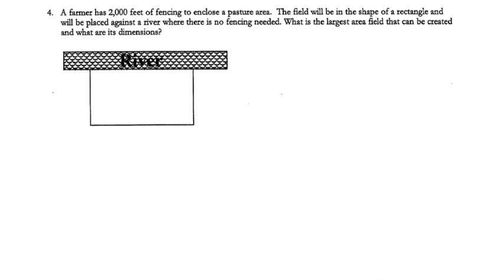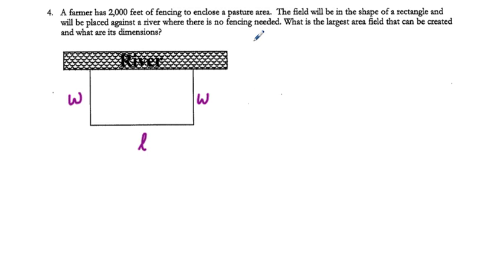Okay, next we're going to go on to problem 4, which is kind of a classic perimeter type area maximizing problem. The farmer has 2,000 feet of fencing to enclose a pasture area. The field will be in the shape of a rectangle and will be placed against a river where there's no fencing needed. What is the largest area of field that can be created, and what are its dimensions? So we will call one side of this rectangle W and the other side L. Of course, the river is another L, but we're not using that.